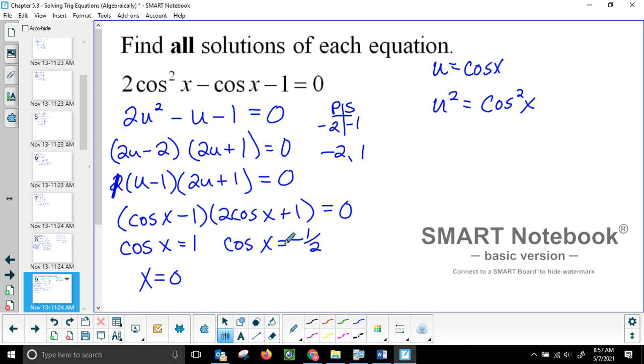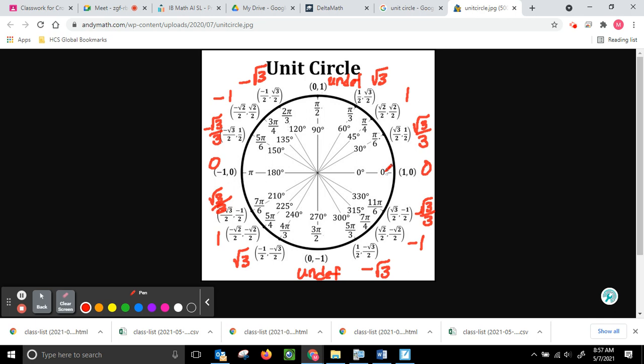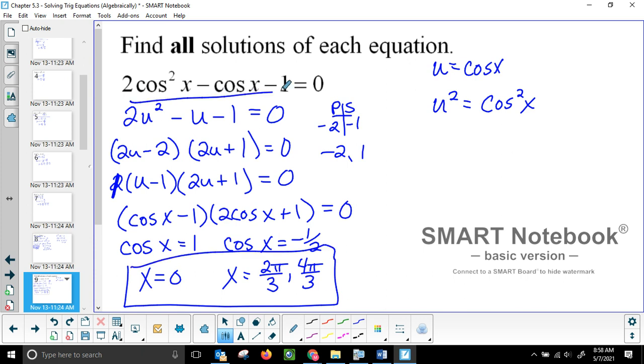All right, now we need to say, okay, where is cosine -1/2? So I go back to my unit circle again. Cosine is my x. Well, here's -1/2 here at 2 pi over 3. And here's -1/2 here at 4 pi over 3. So I say x is equal to 2 pi over 3 and 4 pi over 3. And that's it. These are my three solutions that will all work for this equation.